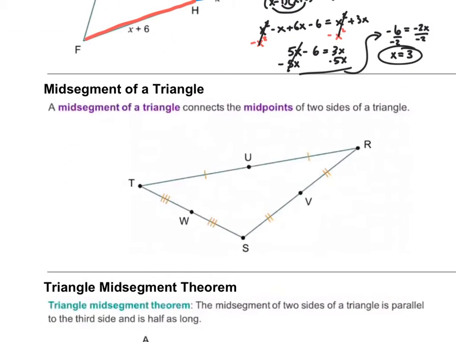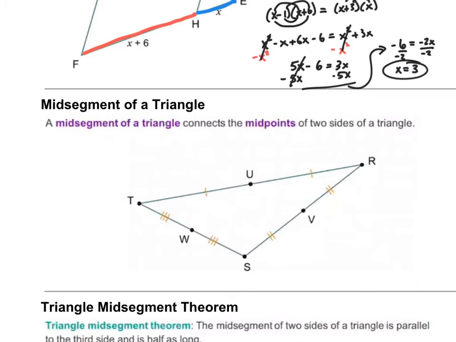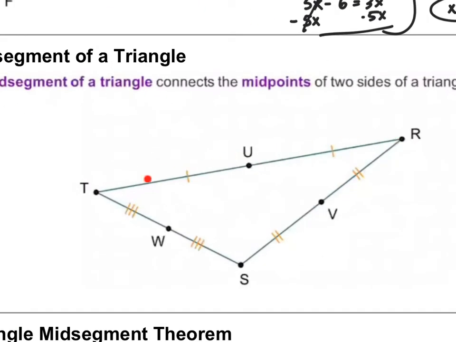All right, so now the next one says that we're talking about the midsegment of a triangle, okay? And the midsegment of a triangle is a segment that connects the midpoints of two sides of a triangle, okay? So what I would do is find the midpoint of each of these sides of this triangle, RTS. The midpoint of TR is this point U, and I know that because TU is congruent to UR. V is the midpoint of SR, and I know that because SV is congruent to VR. And then W is the midpoint of TS, where TW is congruent to WS.